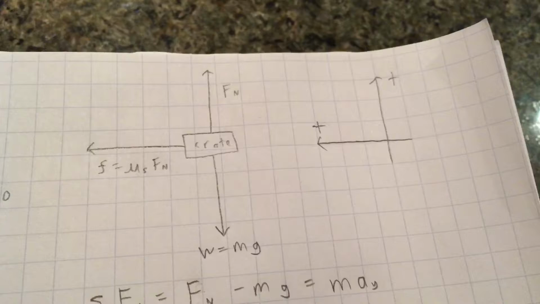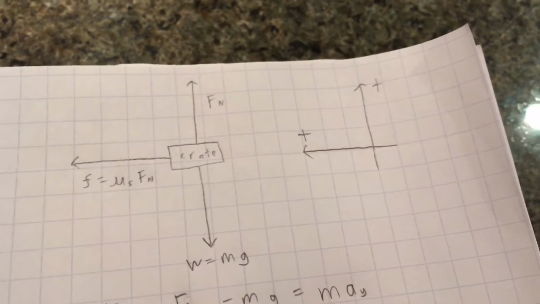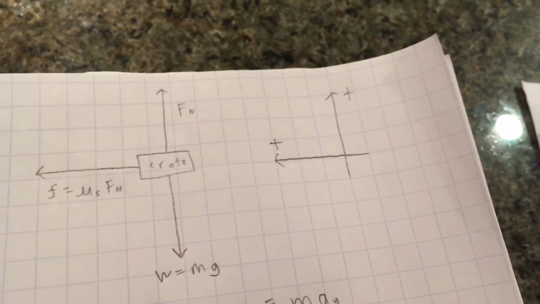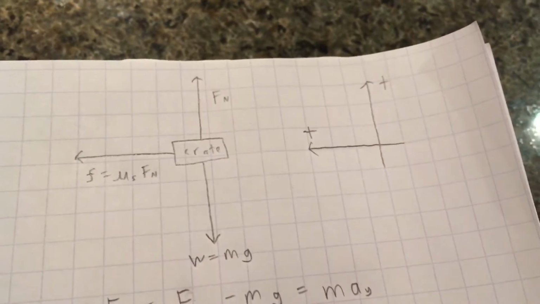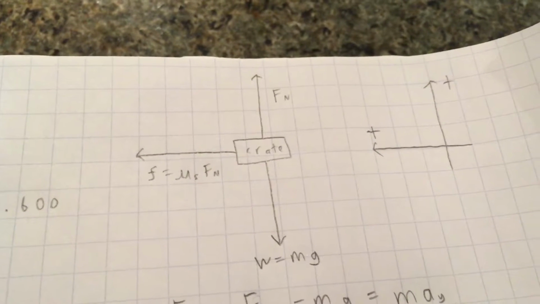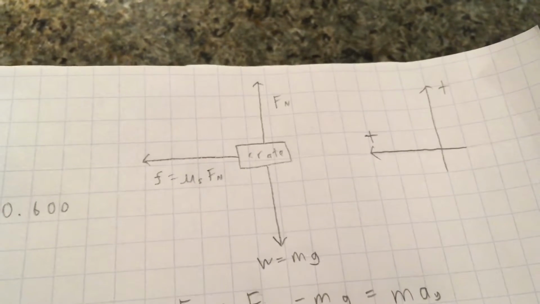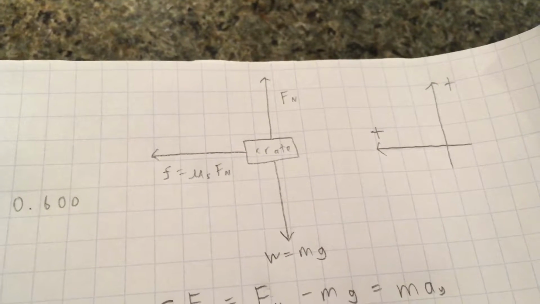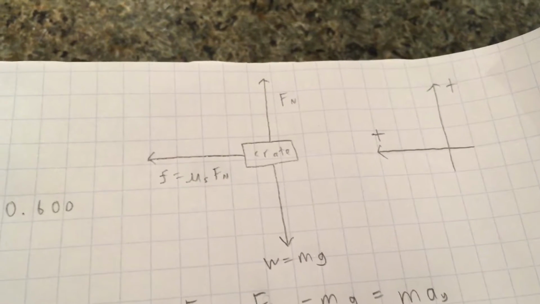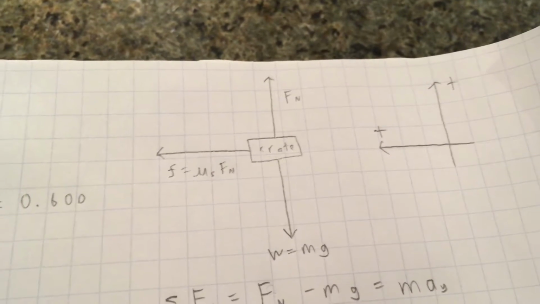So the up direction is positive for the y forces, and for the x forces, towards the center of the circle is positive. And then the forces acting on the crate are the normal force acting up in the y direction and the force of gravity acting down in the y direction. And in the x direction, we have the frictional force towards the center of the circle.